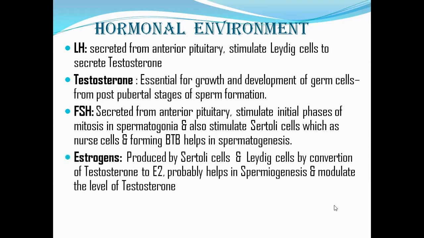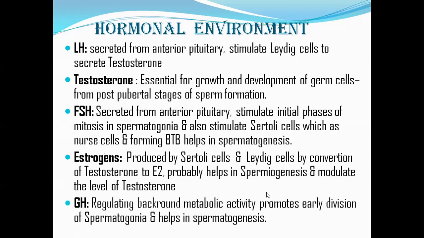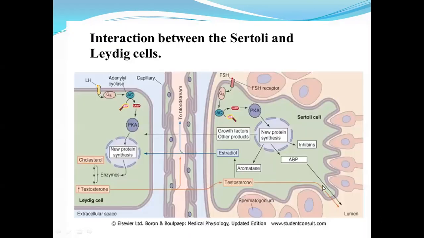Then estrogen, as we are speaking, is produced mainly by the Sertoli cells and a very small amount in Leydig cells by conversion of testosterone to estradiol by the enzyme aromatase, and probably helps in spermiogenesis and modulates the testosterone level. And last but not the least, we have seen growth hormone right from the beginning to the end: it is the growth hormone which regulates the metabolic activity and promotes spermatogenesis. So the hormonal environment is definitely a very important environment.